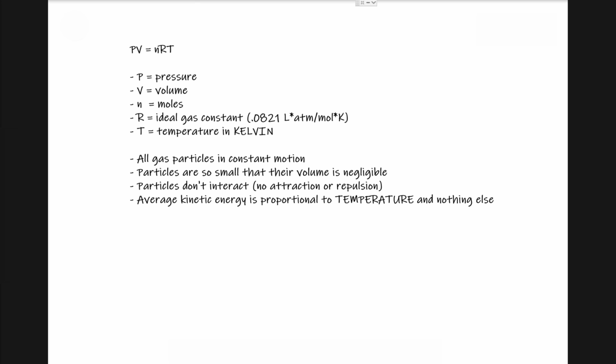Now, one of the most important things you can learn about the ideal gas law is how to rearrange it to get the information that you need out of it. So the very first thing I'm going to do in this video is show you how to rearrange the ideal gas law to get 8 bits of information out of it.